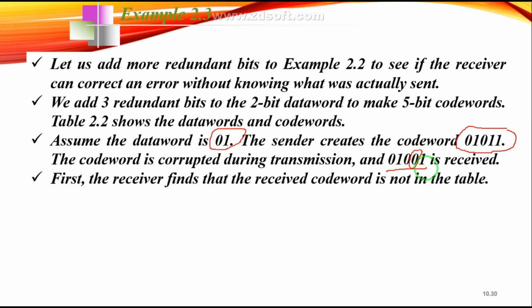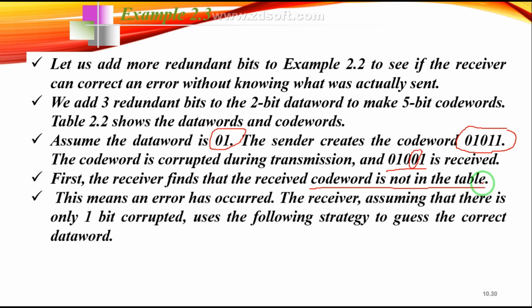So as we know, this code word 01001 is not present in the table. It means it is an invalid or illegal code word. So it means an error has occurred, and the receiver, assuming that only 1 bit is corrupted, now uses the following strategy to guess the correct data word. So what is the strategy? Let's see that.